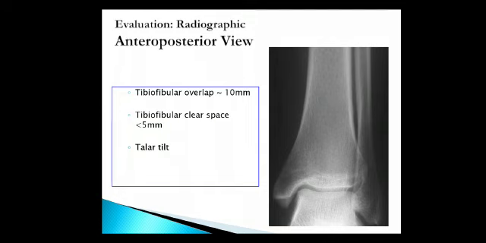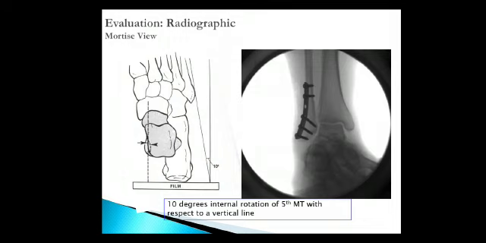And following that, you take an X-ray of the ankle joint. There is a tibiofibular overlap of around 10 mm, the tibiofibular clear space has to be less than 5 mm, and the talar tilt has to be less than 5 degrees. And there is something called a mortise view, which is taken with 10 to 15 degrees of internal rotation of the foot, with the fifth metatarsal with respect to the vertical line, which shows the intraosseous membrane in the mortise view.